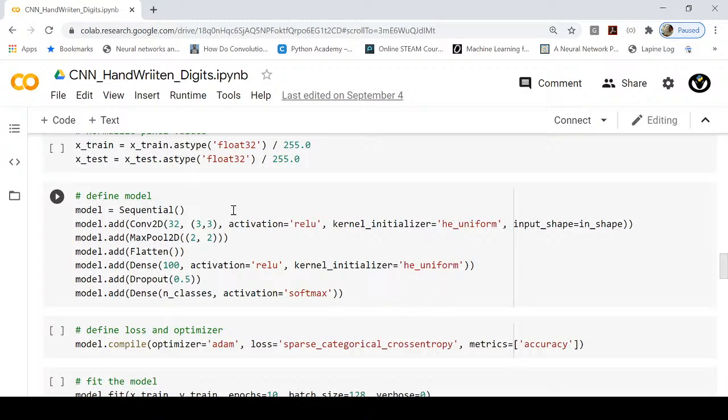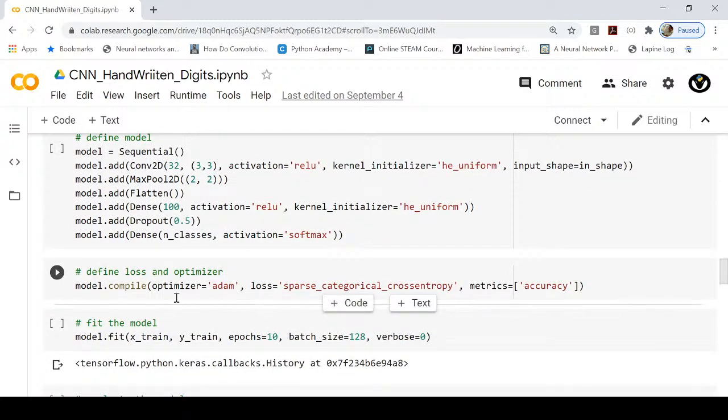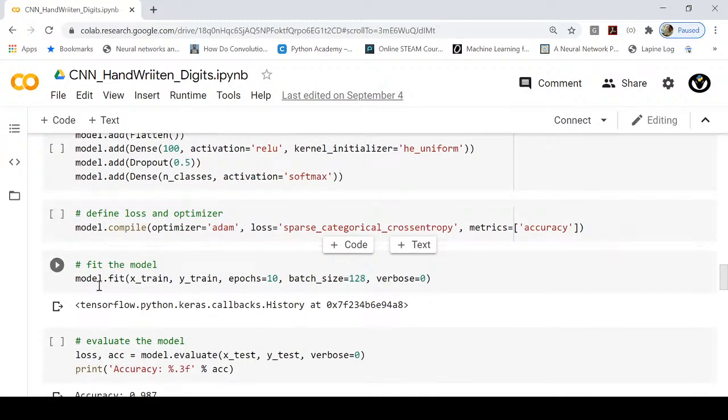Okay, so once you have done this, you can define the loss and optimizer using the compile method. So how we can adjust the weights of the neural network will be done with the compile method. And this is the last method, which fits the model with x_train and y_train. This consumes some time.